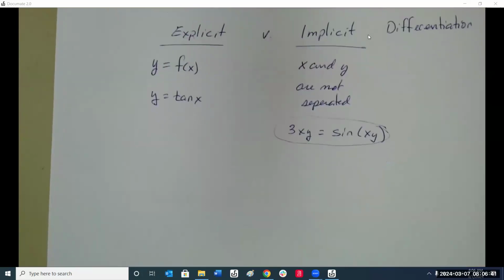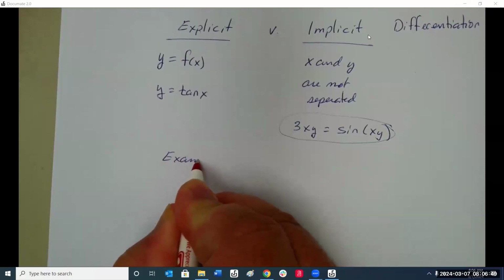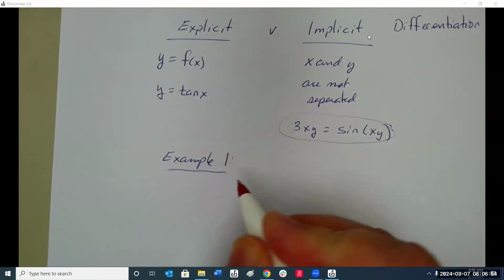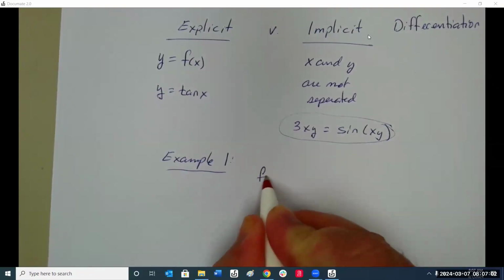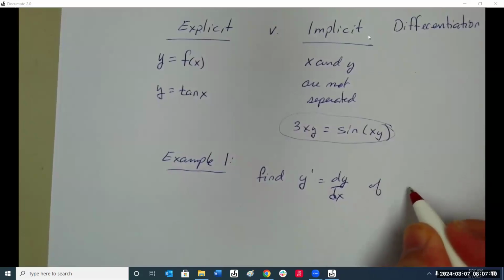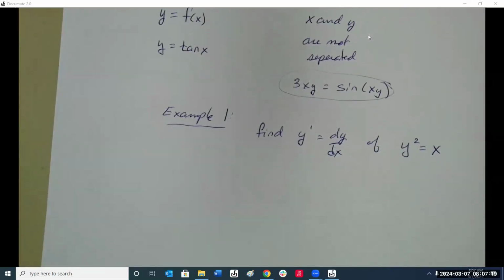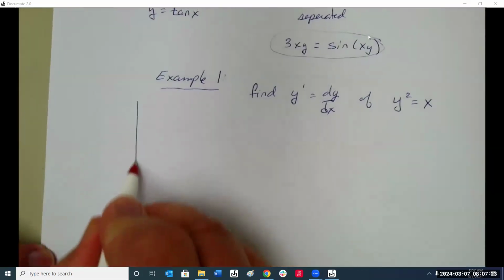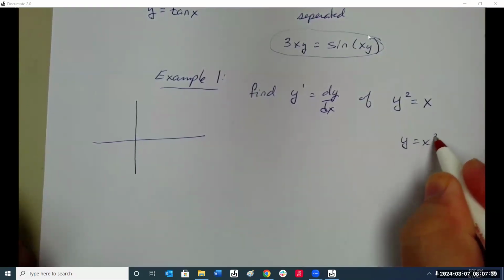So let's begin slowly. Let's look at the first example. Example 1 says, find the derivative, or dy dx, of this equation. What does the graph of that function look like? Because a parabola is that.